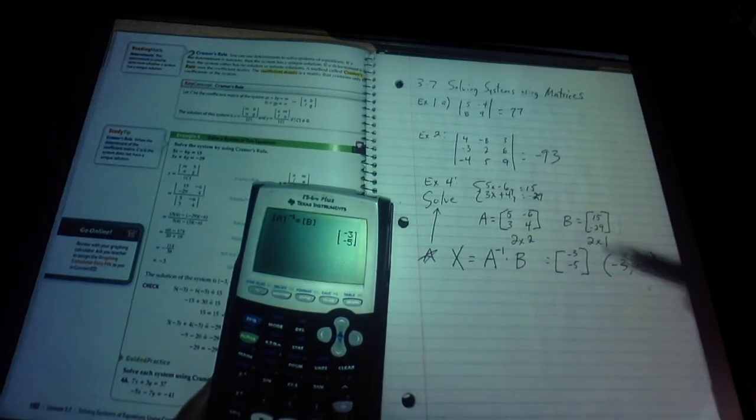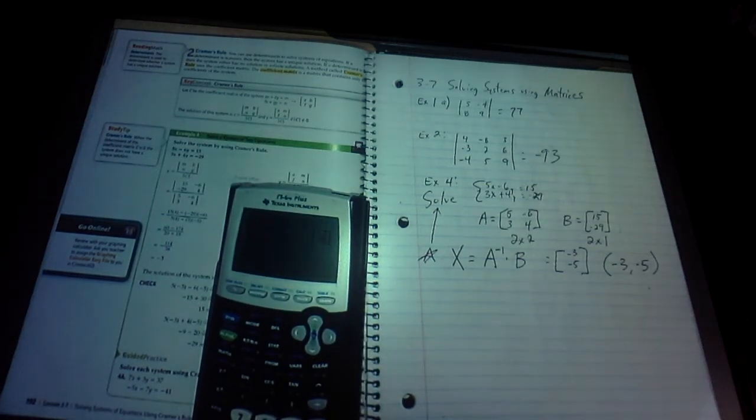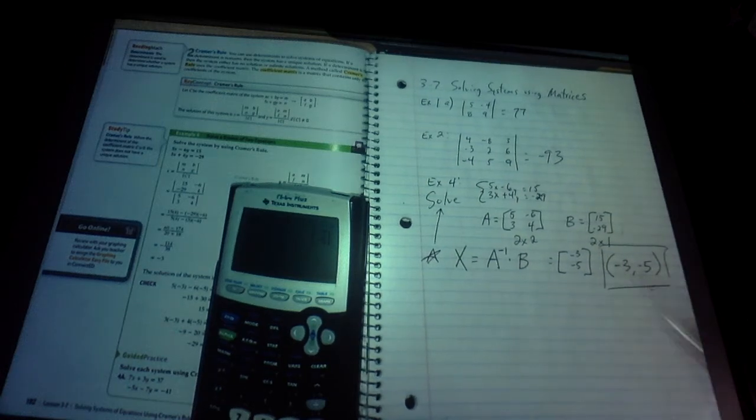It puts it in order. Top one's X, bottom one is Y. Very, very simple to do using matrix operations. Here is the point where those two lines cross, okay? Really kind of a nice, neat trick to use.